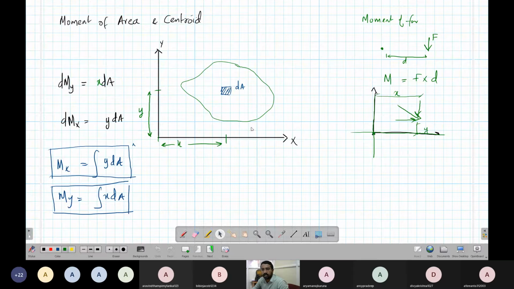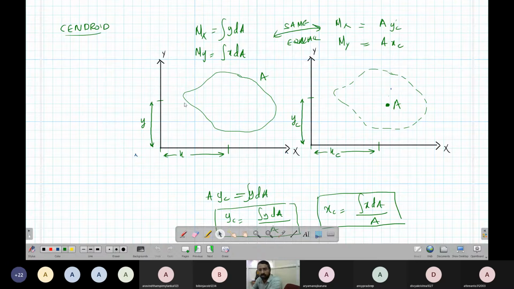To find the first moment of area of the entire body, you find the moment of this area, then take another area and find its moment, and another, and add them all up about this axis. The equivalent is integration: you take small elements dA all over the body, find their moments, and add them. Integral means adding.